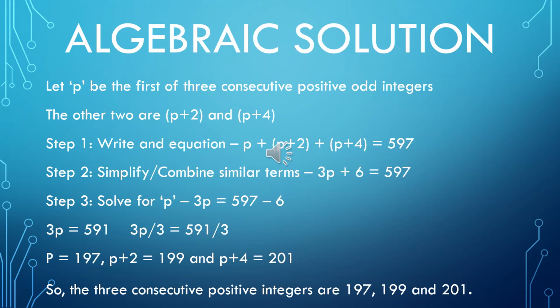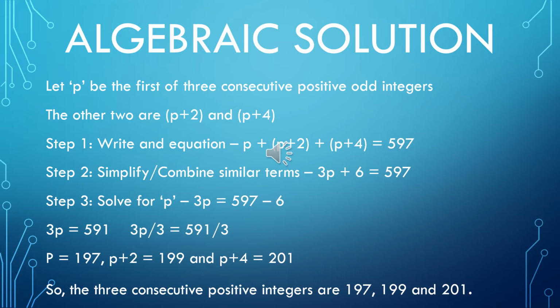Now step 1, we write the equation. Since this is a sum again, we add. So p plus p plus 2 plus p plus 4 all equal to 597. Step 2 is to simplify or combine similar terms. Here we can combine all the variables, all the p's. So we have 3p plus 6 all equal to 597.